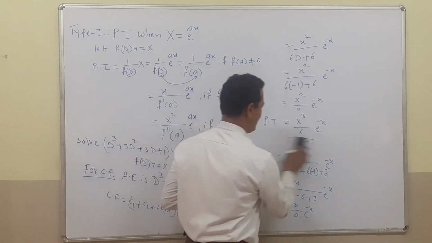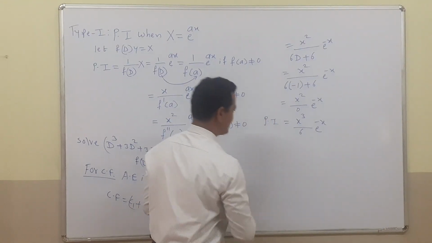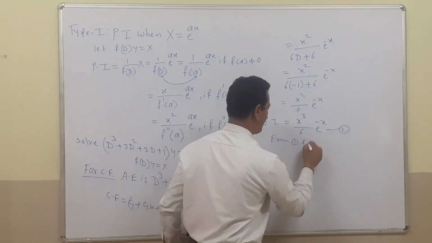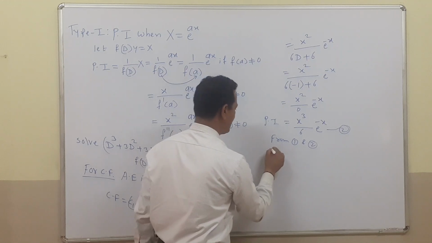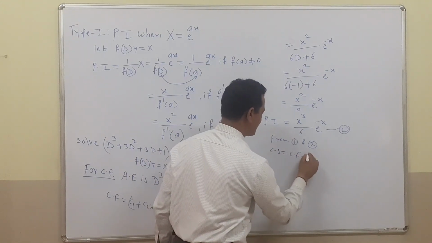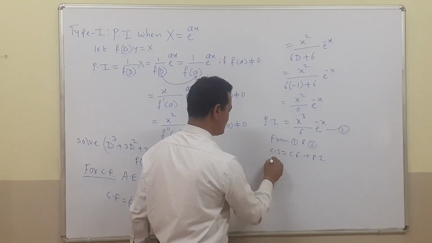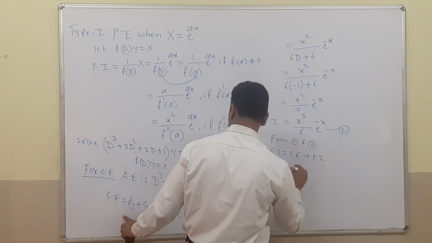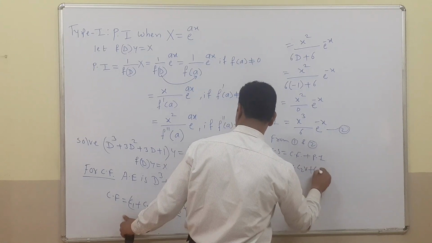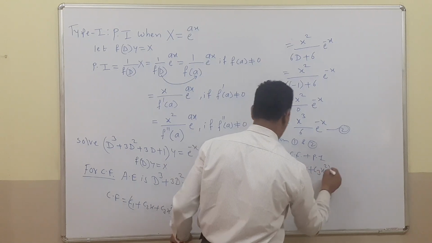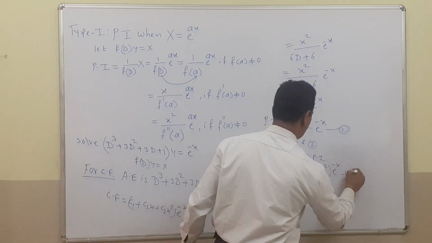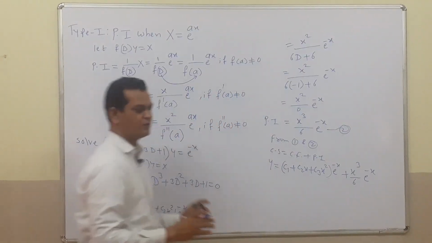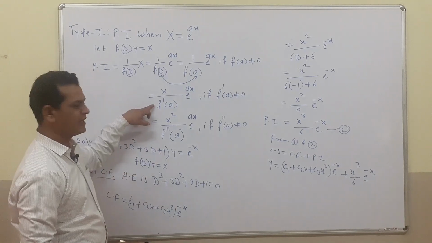Let's call this equation number 2. So from equation 1 and 2, we get the value of the complete solution as complementary function plus particular integral. So the complete solution is denoted by y, which is equal to the complementary function c1 plus c2x plus c3 x square into e raised to minus x, plus x cube by 6 e raised to minus x. So this is the way when the value of the denominator is 0.